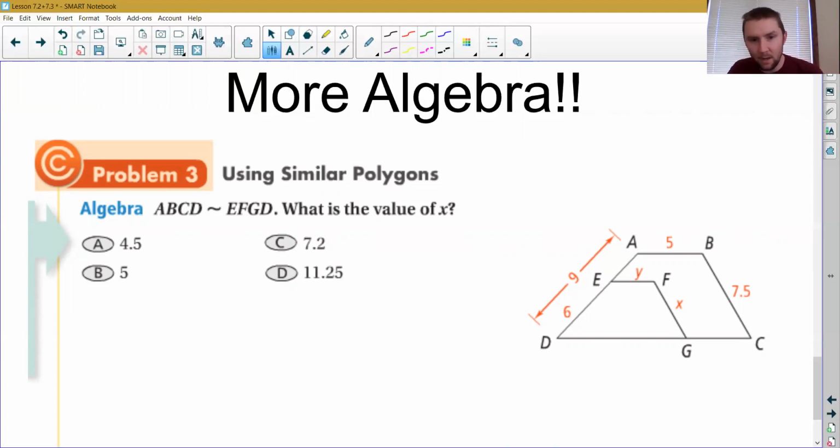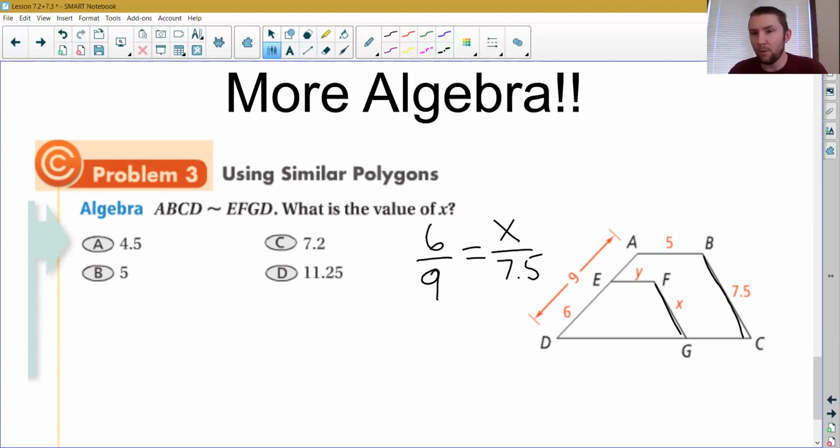So I might go smaller shape to bigger shape, 6 to 9. This side is 6, this side is 9. I know that that ratio has to be the same as the ratio of the side labeled X with this side that corresponds to that side labeled X in the bigger shape. And again, because I went small to big, I'm going to go small X that I don't know to big shape 7.5. Okay, and I'm going to try to find the value of X based on this proportion.